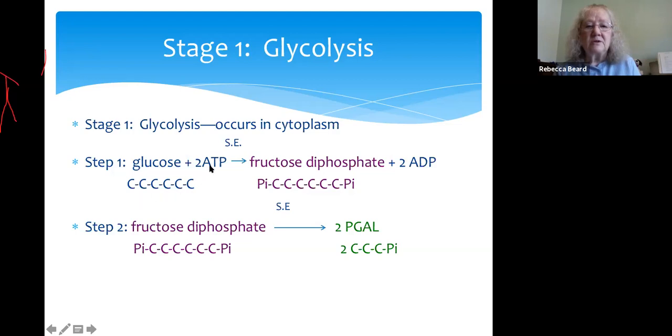Okay. So we're going to have 2 adenine triphosphate. Here are 2 little energy packets. And they're going to be broken apart. And one of these phosphates, and this is what the Pi stands for, is a phosphate. One of these phosphates is going to be stuck on each end of the glucose molecule.